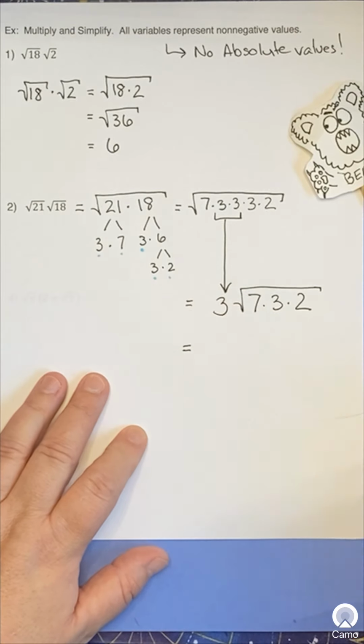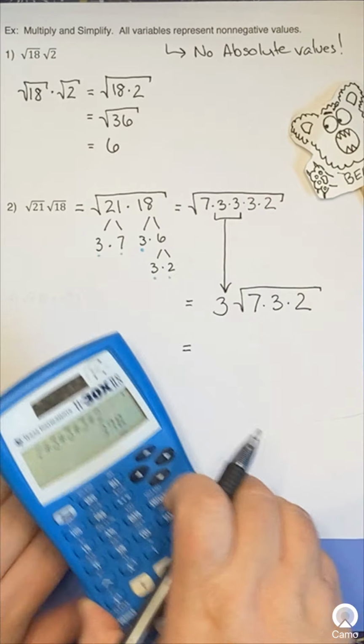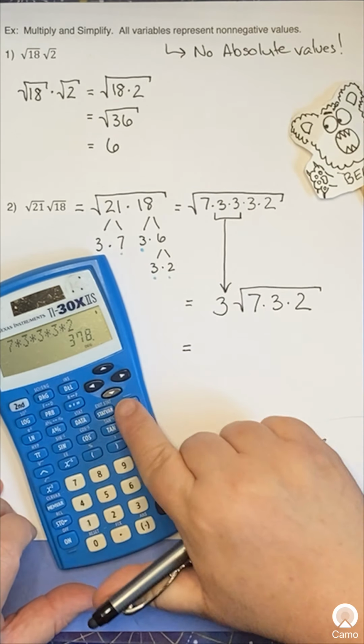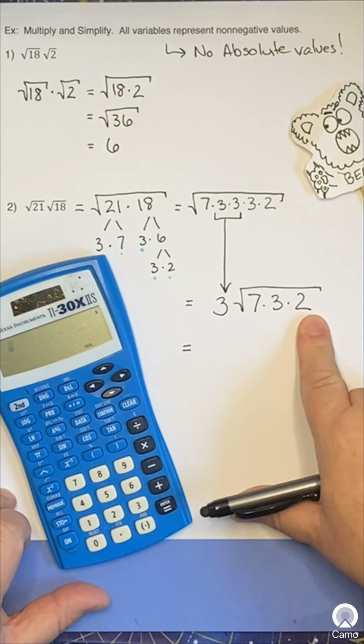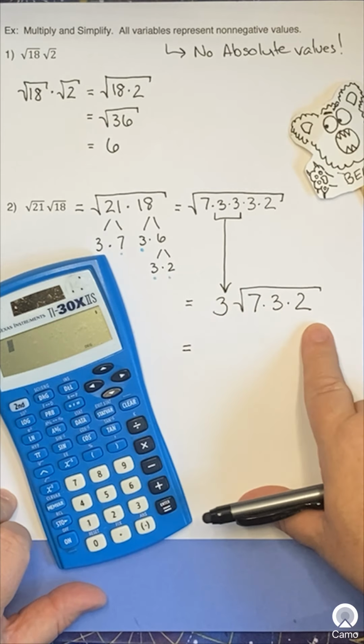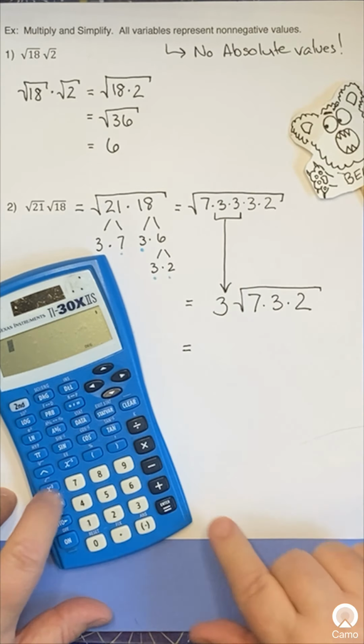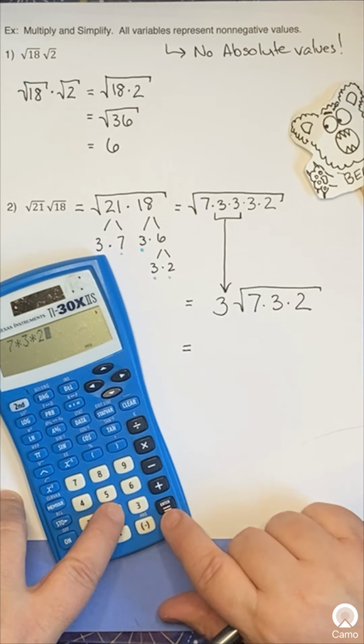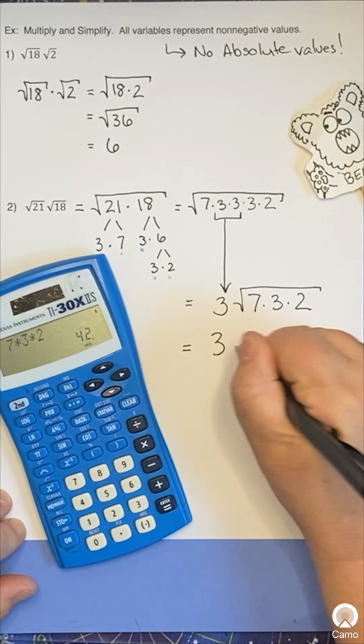Now, this is really unsatisfying. I gotta say, this problem, who wrote this problem? Seriously, they should be fired. Inside the radical, we've still got 7 times 3 times 2, which I'm pretty sure is 42, but I'm going to double check it. Woohoo!